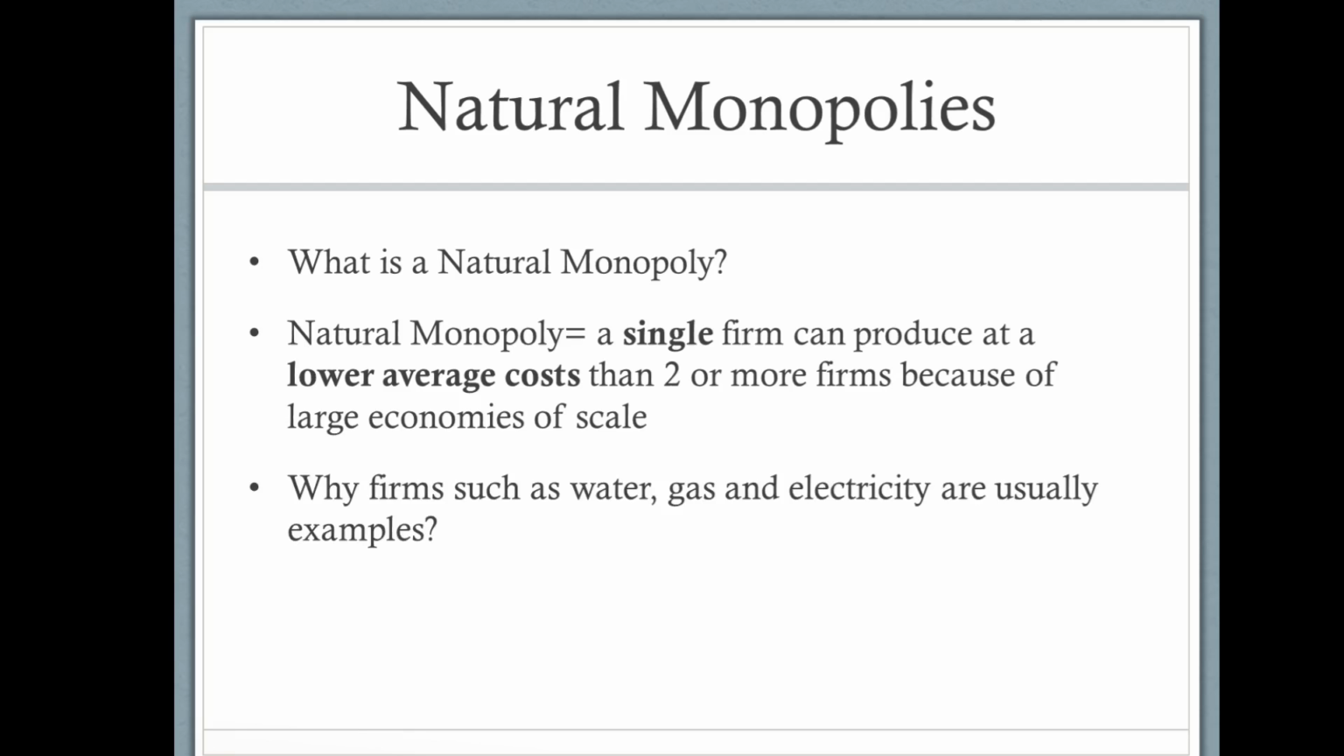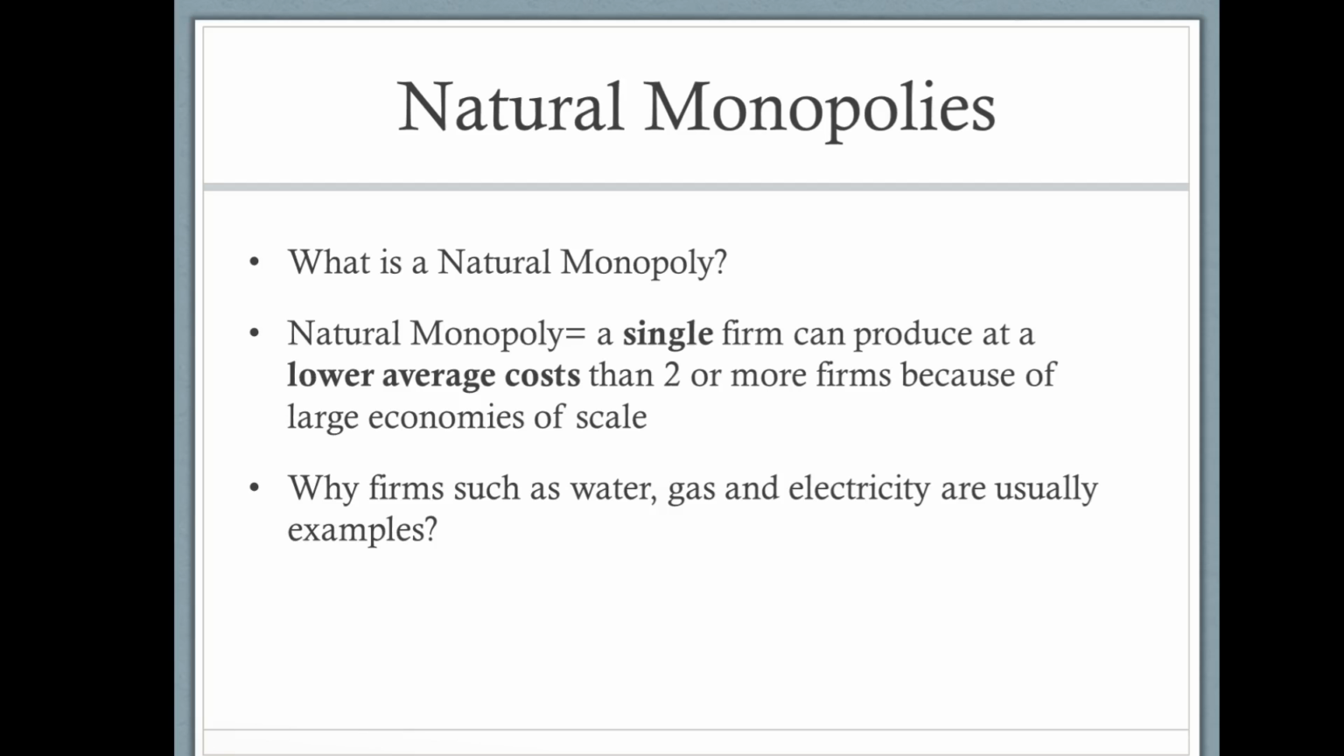And here I have some examples. Why do you think the water company, the gas company, and the electricity company are usually the examples of natural monopolies? Why is that?